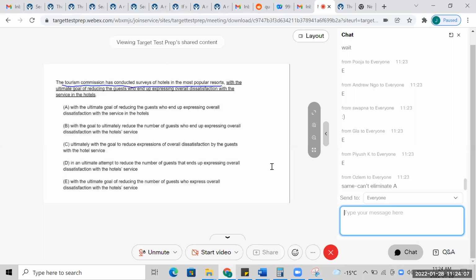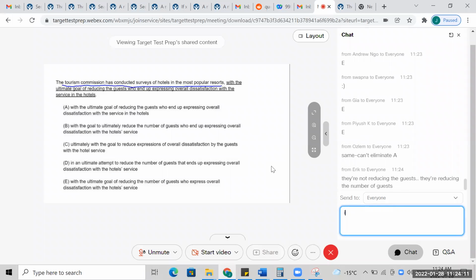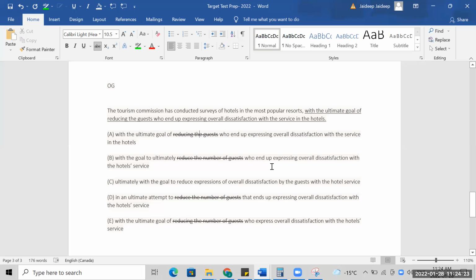So we have to figure out what's the point to be made, and we're going to read this very literally. So the Tourism Commission has conducted surveys with the goal, that sort of makes sense. I don't know about the with, but okay, fine, of reducing the guests who end up expressing dissatisfaction. Now remember, we have to read these literally. We're not reading it the way we read an email from a friend. So if my friend said, man, we've really been reducing the guests, or we've been increasing the guests, well, okay, you know what he means, they're reducing the number of guests.